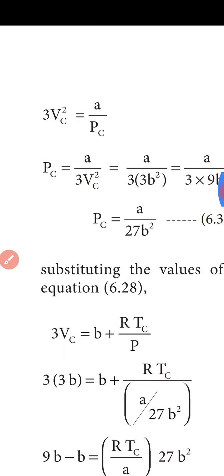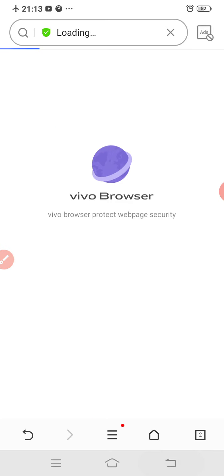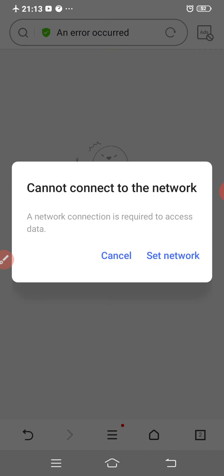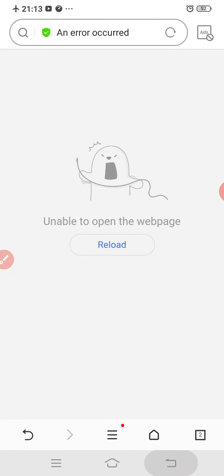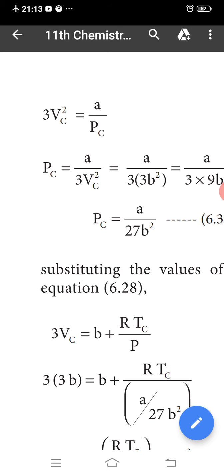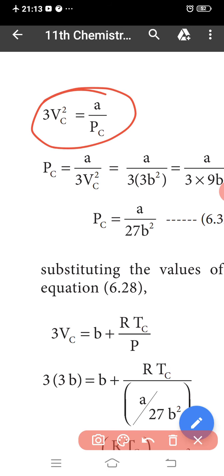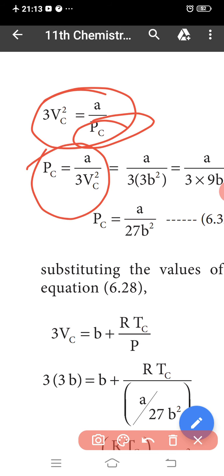So apply this Vc value. Apply this Vc value, see this. Apply this, Vc squared is equal to a by Pc. So the Pc value substituted, this one value, so 3bc squared into a by 3 into 9bc squared. So the Pc value is equal to a by 27.